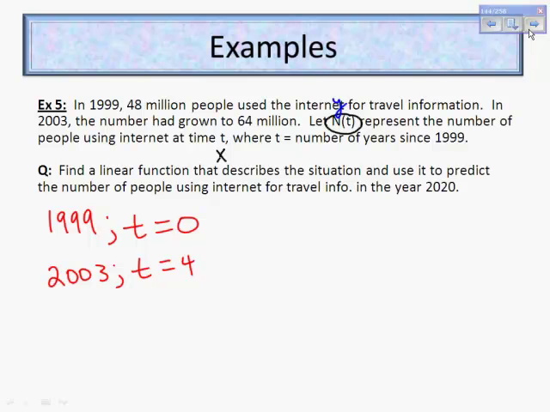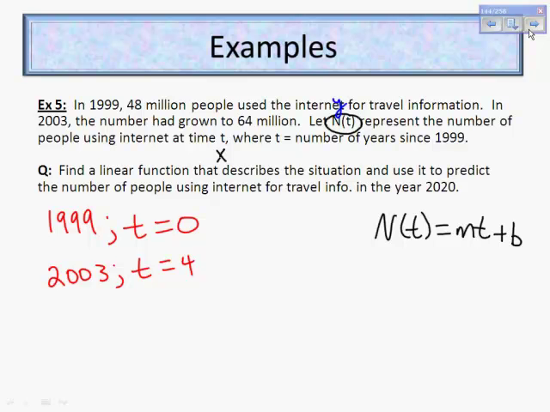All right, so it says find the linear function. So we want to find something that we can write in terms of y equals mx plus b. Or here, I want to write it with that function notation. I want to write it as y, or n of t, is equal to mx, or m times t, and then plus b. So I'm going to have to find the slope. I'm going to have to find the y-intercept in this case.